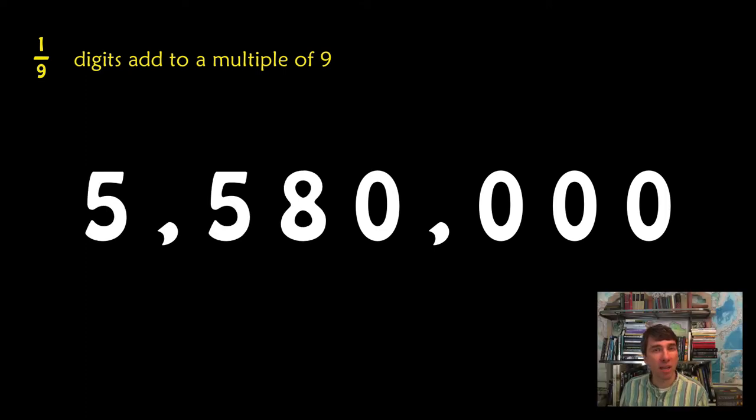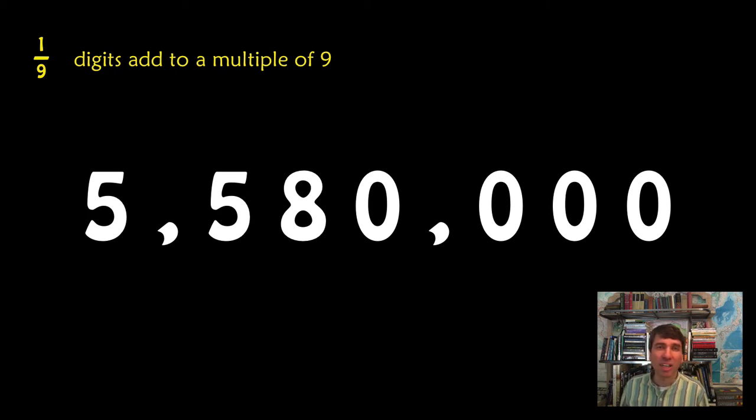What about 5,580,000? Well, the 5 million is going to donate a remainder of 5, and the 500,000 is going to donate another remainder of 5, and the 80,000 is going to donate another remainder of 8. So 5 plus 5 plus 8, that's going to be equal to 18. So it looks like that's not going to work either, because remainder 18, oh, wait a second, but 18 is divisible by 9. So that is going to work.